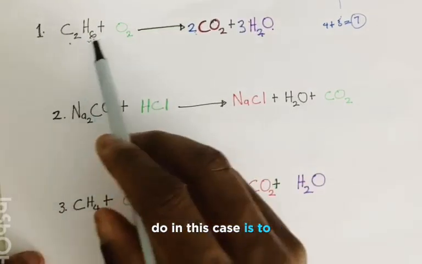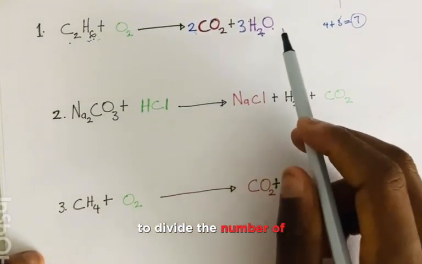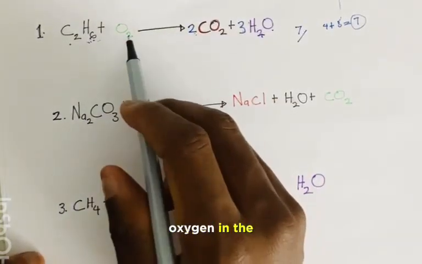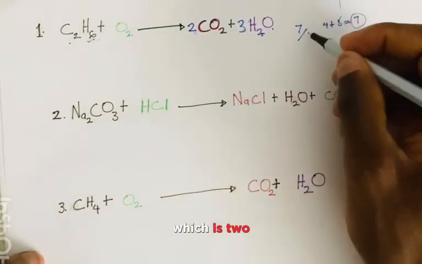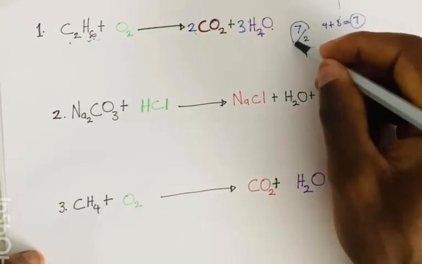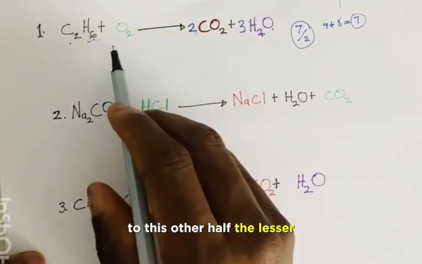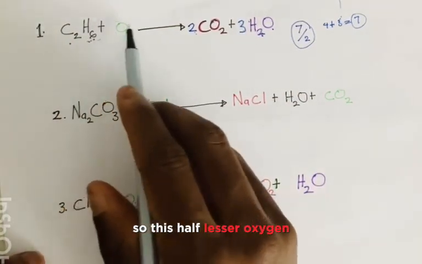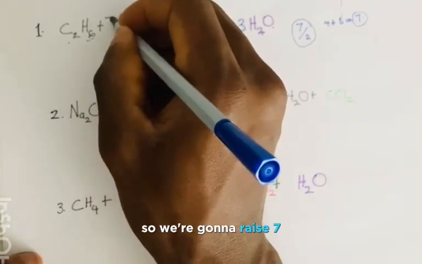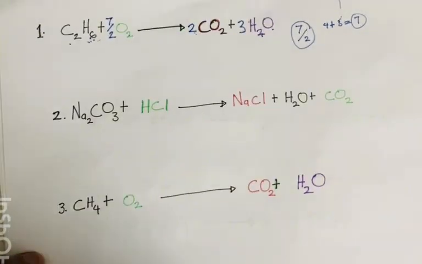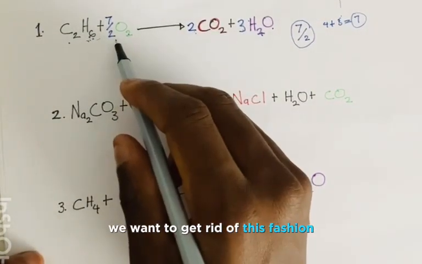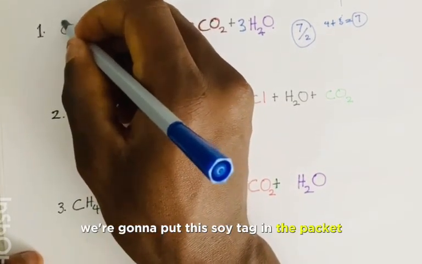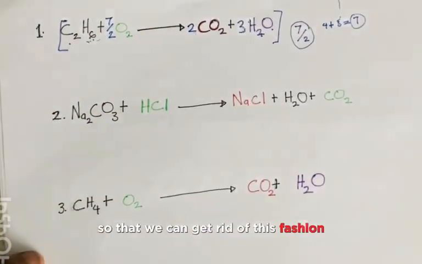So what we're going to do in this case is to divide the number of oxygen in the product, which is 7, by the number of oxygen in the reactant, which is 2. And we're going to put this fraction on the side that has the lesser oxygen. So this side has the lesser oxygen, so we're going to write 7 over 2 here. In this case, we want to get rid of this fraction, so we're going to put this whole reaction in a bracket so that we can get rid of this fraction.